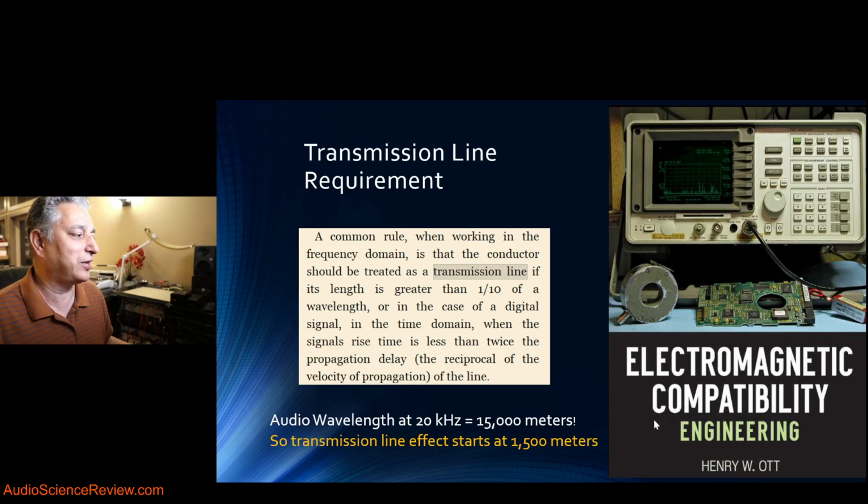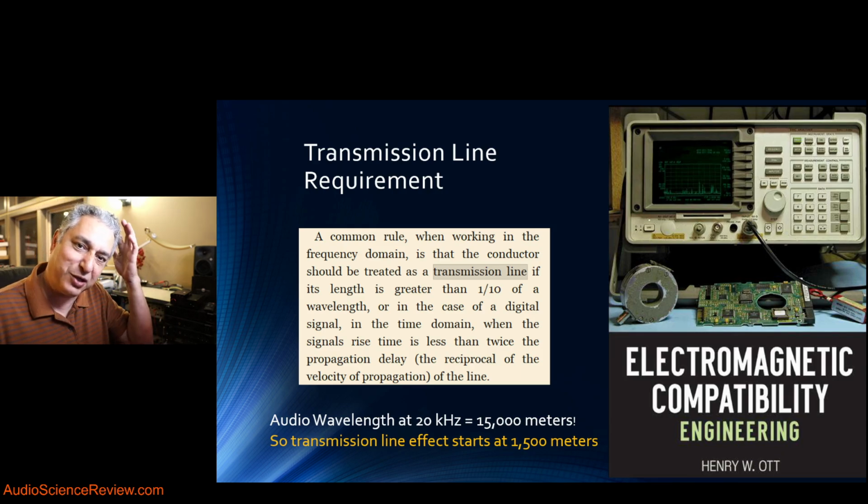And in there, he has this very clear rule that all engineers know about: you only worry about transmission line effects when the length of the wire is more than 1/10 of the wavelength of the frequency that you're dealing with. So if we apply this to audio, and we use the highest audio frequency we can hear, 20 kilohertz, that means transmission line effects only happen at 1/10 of the wavelength, and that's 1,500 meters, so 1.5 kilometers before we have to treat audio as a transmission line.